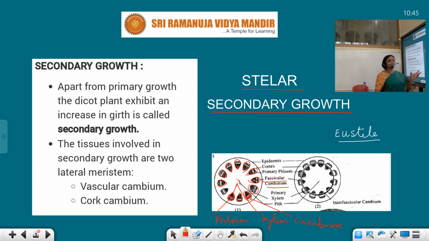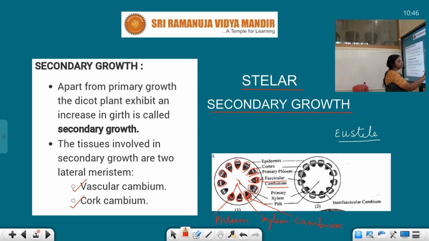So first we will see stelar secondary growth. That means inside the stele, how secondary growth takes place. We have observed two lateral meristems: one is vascular cambium and the second is cork cambium. Due to vascular cambium, how does secondary growth take place? Let's see. So this is fascicular cambium, which is present in between xylem and phloem in a conjoint collateral ring. Later on, what happens? Let's see.